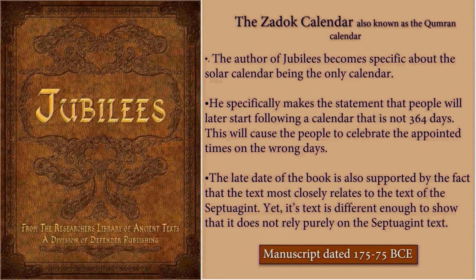This scroll is also found in Qumran, and the author of Jubilees becomes very specific about a solar calendar. That's where you really hear this is a solar calendar. It comes out of Jubilees. Now, he specifically makes the statement that people will later start following a calendar that is not 364 days, and that's true. And this will cause the people to celebrate the appointed times on the wrong days, and this was a great concern at the time.